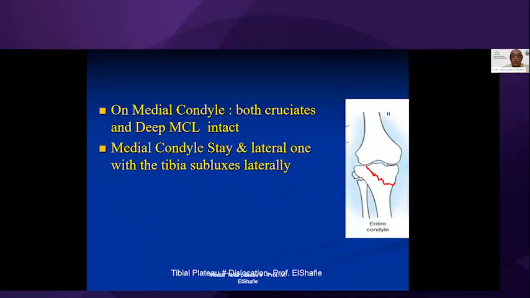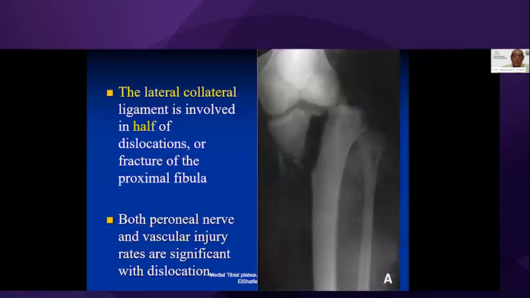On the medial condyle, both cruciates and the deep MCL remain intact. So the medial condyle stays, and rather the lateral one with the tibia is the one that subluxes laterally. The lateral collateral ligament is involved in half of dislocations, or fracture of the proximal fibula may occur. And with such a displacement, both peroneal nerve and vascular injury rates are significant.